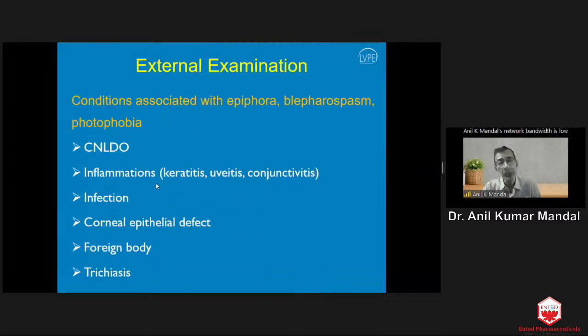Any patient who presents with the classic symptoms, epiphora, photophobia, blepharospasm, we should think of differential diagnosis of congenital nasolacrimal duct occlusion, inflammation like keratitis, uveitis, conjunctivitis, corneal infection, corneal epithelial defect, foreign body, and trichiasis giving rise to corneal irritation. So this is very important. So we'll have to look for it.